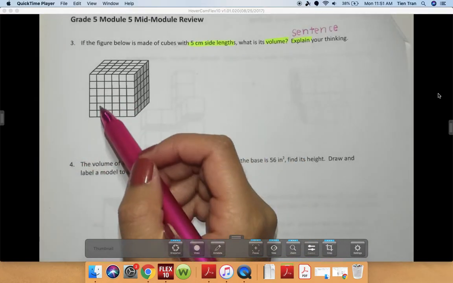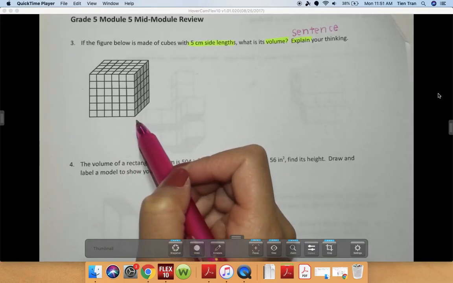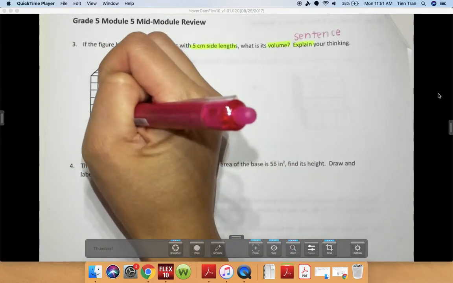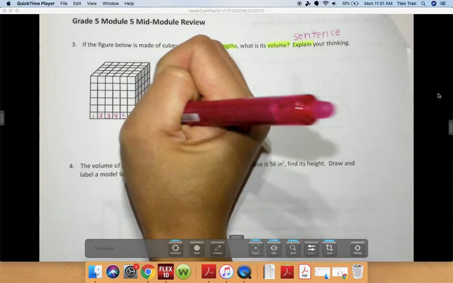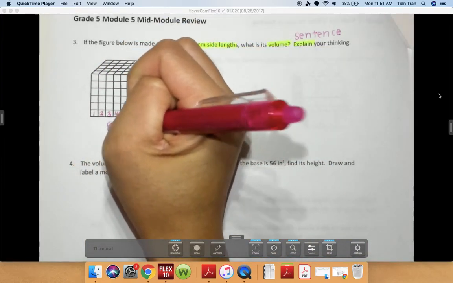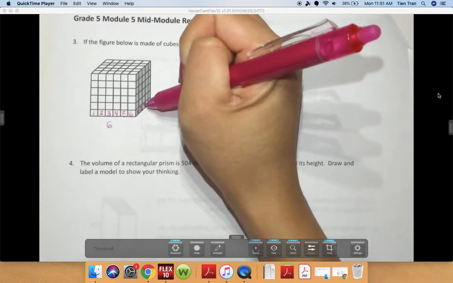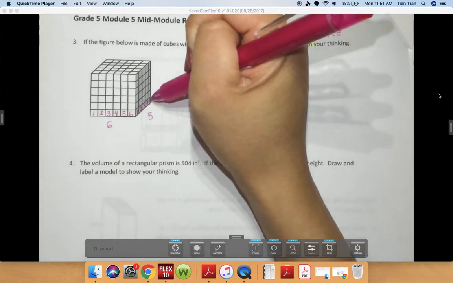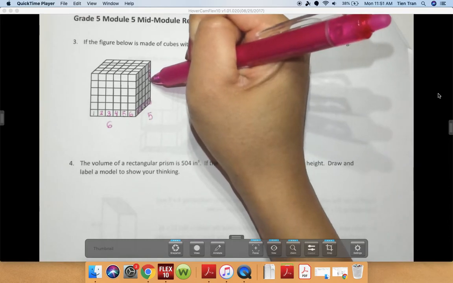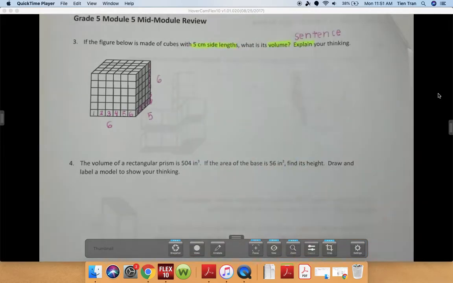First things first, I'm going to count how many cubes there are right here, okay? So we're going to count together. 1, 2, 3, 4, 5, 6. So I know there are 6 right here. And on the other side, I have 1, 2, 3, 4, 5. So my width, I have 5. And then right here, I have 1, 2, 3, 4, 5, 6. So 6 for my height.